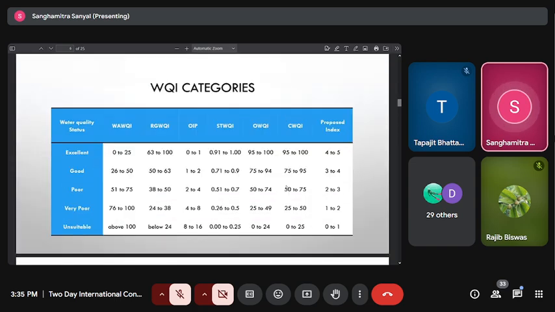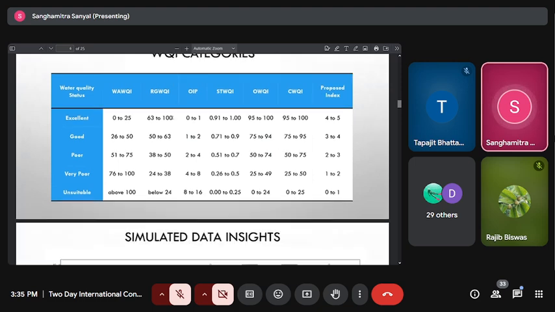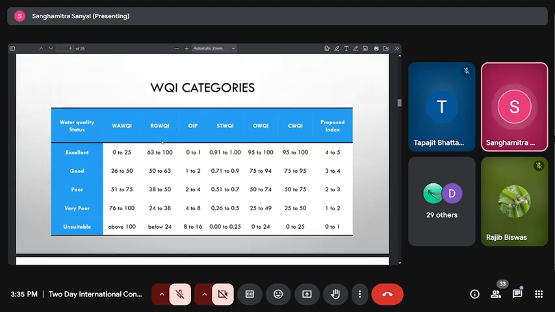Now, one problem that we come across with water quality indices is the categories, that is, what is good quality water and what is bad quality water. They don't have the same scale. For example, if you see WAWQI, when the WQI value lies between 0 and 25, it's excellent quality water. And as the value increases above 100, it becomes unsuitable. That is, the water is completely unsuitable for drinking.